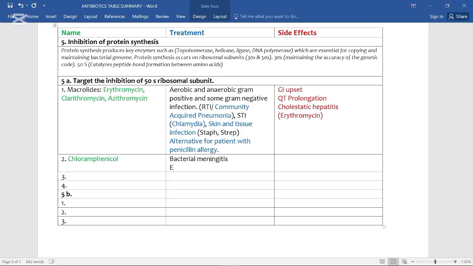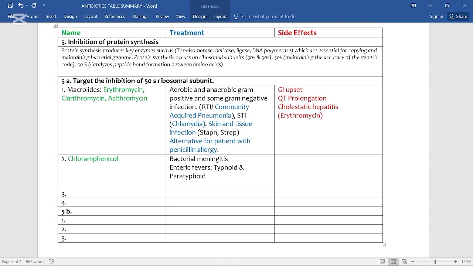It's also good for enteric fevers. If you hear enteric fevers, think of typhoid and paratyphoid. You'll be taught this when you do communicable diseases. Yeah, it's also good for rickettsial infection. Rickettsial infection. Yeah, rickettsia. It's very good against rickettsia.